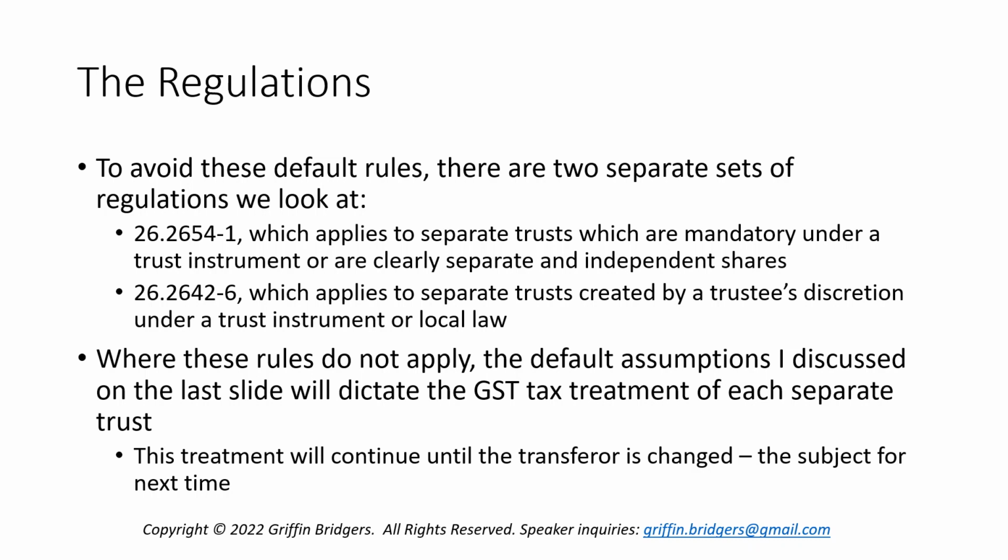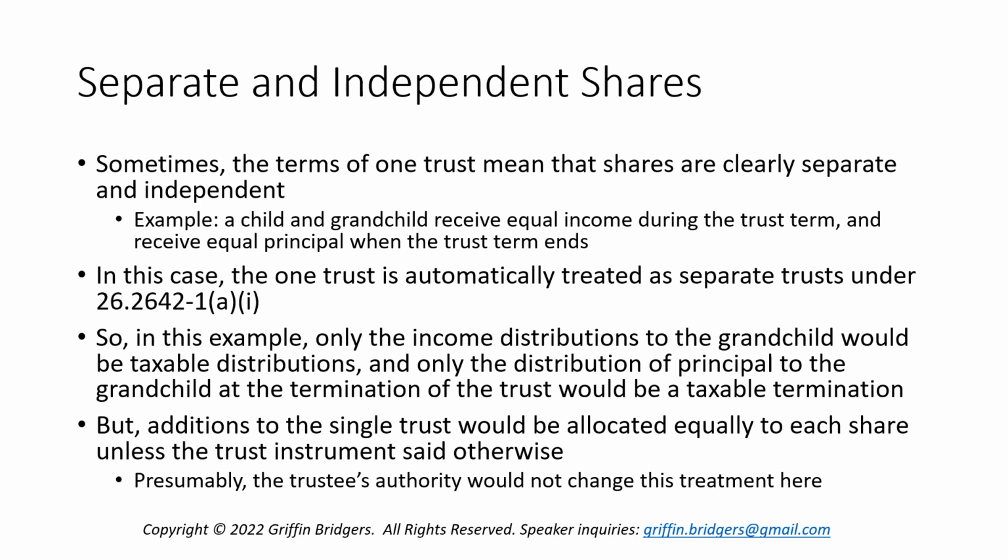So in situations where these rules don't apply, the default assumptions above on those 4 GST attributes will typically apply before and after the division to determine the GST tax treatment of each subtrust or separate trust that is created. And that treatment will continue until the transferor is changed, if that ever happens. And that will be the subject for next time. But let's dive into these regulations.